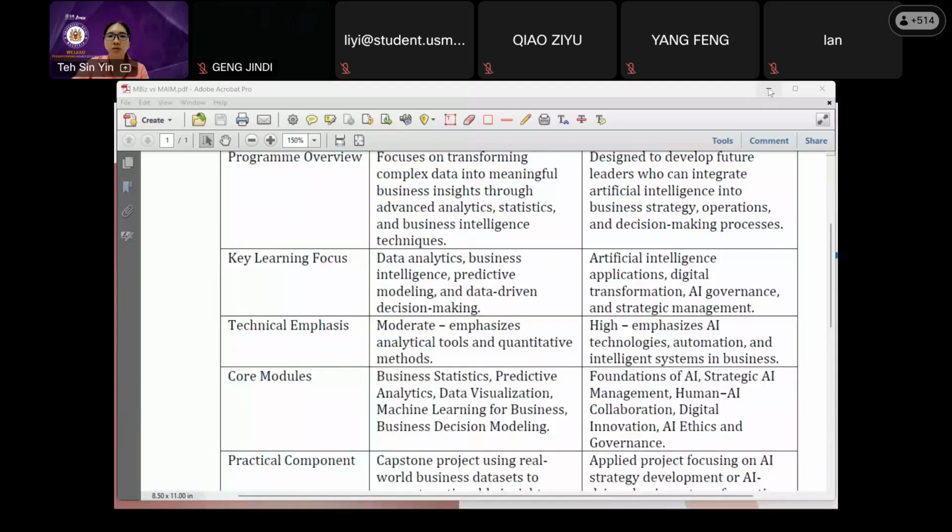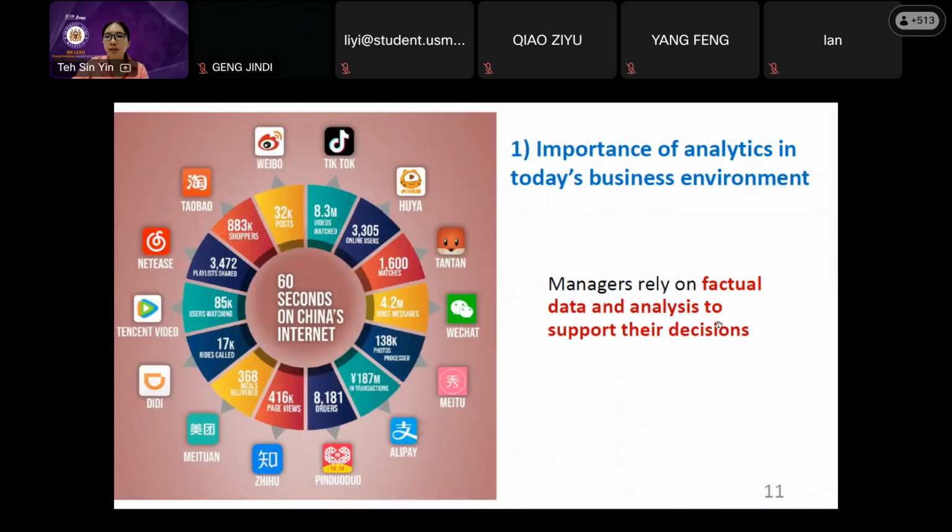Okay, let me recheck. Yeah, no worry, because I think too many of the students already. So some of you are not able to answer that. Don't worry. Okay, we already have sufficient data to make the decision.